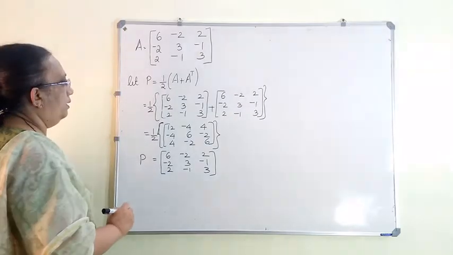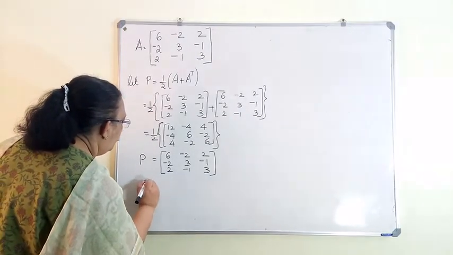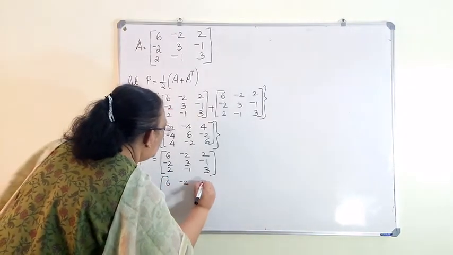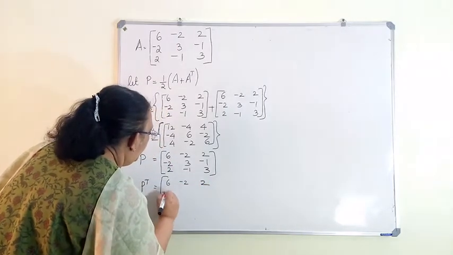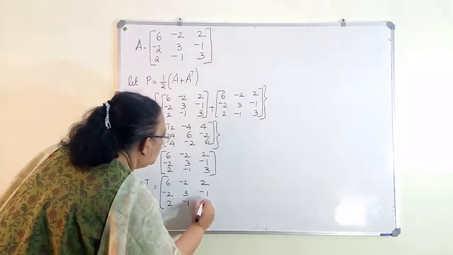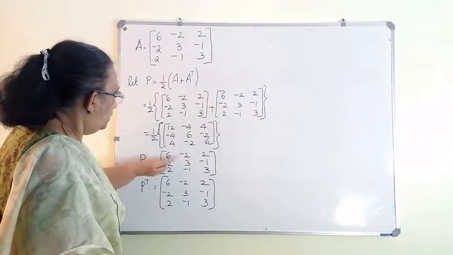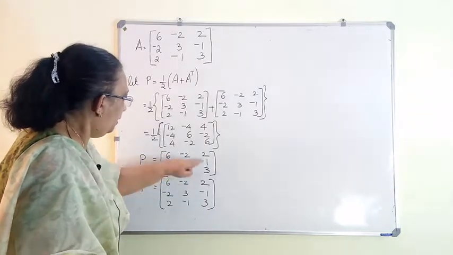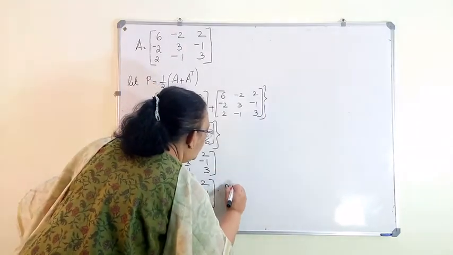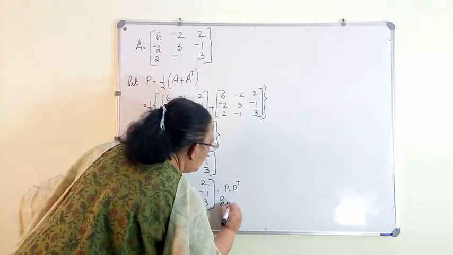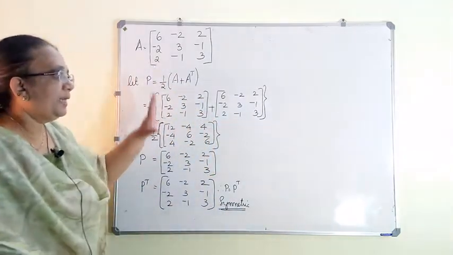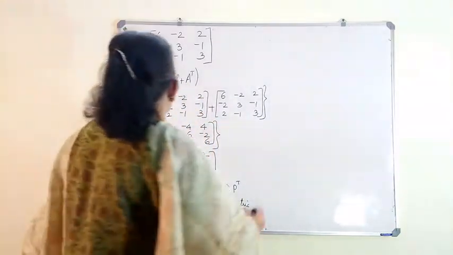This is your P. Take P transpose. 6, negative 2, 2, minus 2, 3, minus 1, 2, minus 1, 3. Compare these two. 6, minus 2, 2, minus 2, 3, minus 1, 2, minus 1, 3. So, we can say that P is equal to P transpose. That means your conclusion, it is symmetric. You have to write this as symmetric because it carries marks. Now, consider the next one.